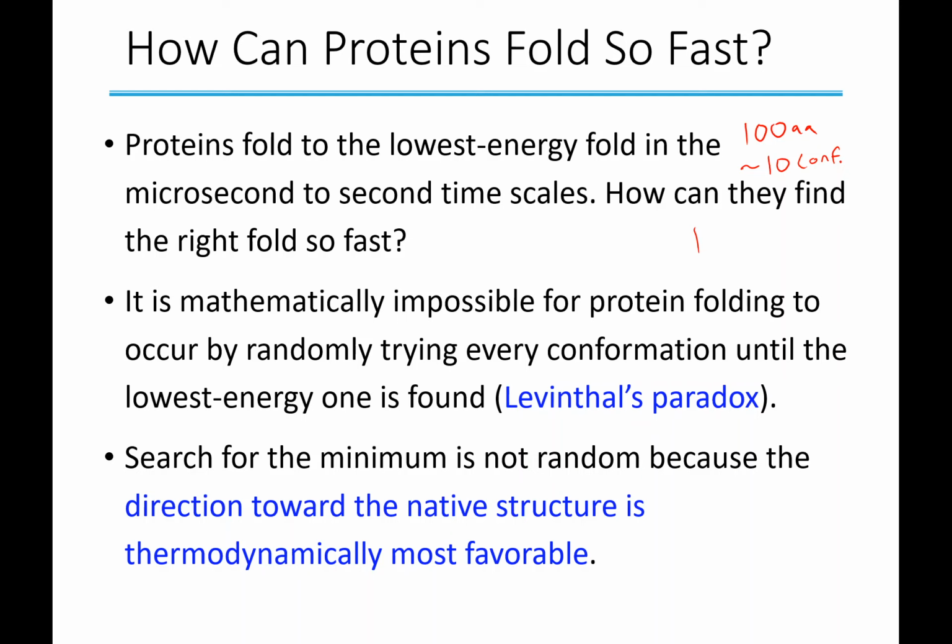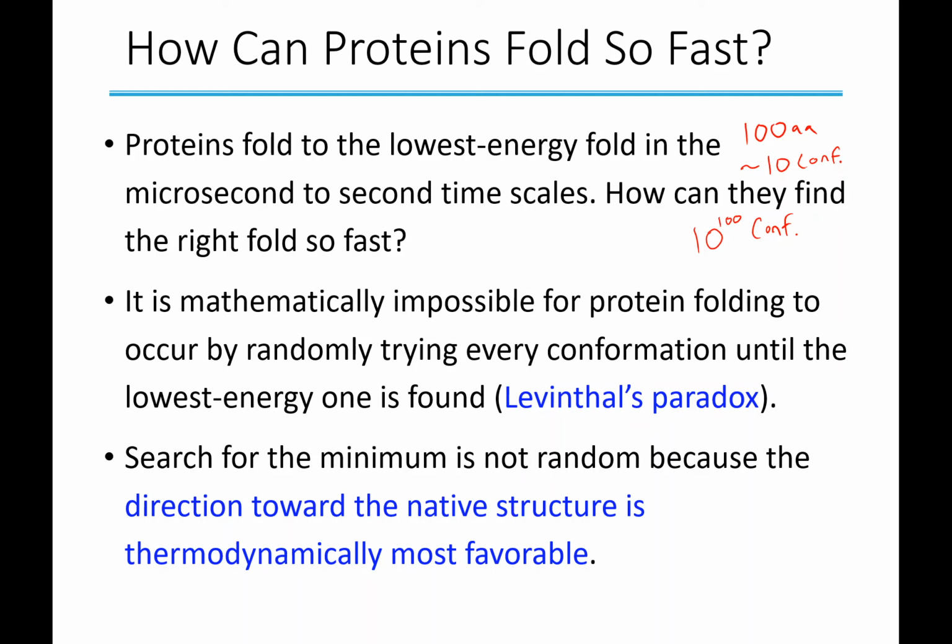that would be 10 conformations to the 100th power. There's 100 amino acids, and each can have 10 conformations. So the protein, in theory, could have a total of 10 to the 100th power conformations. That would be the protein conformations possible.